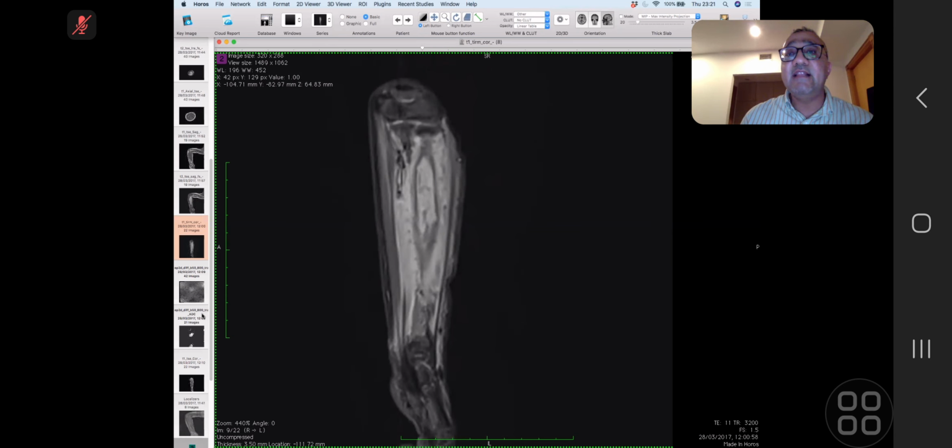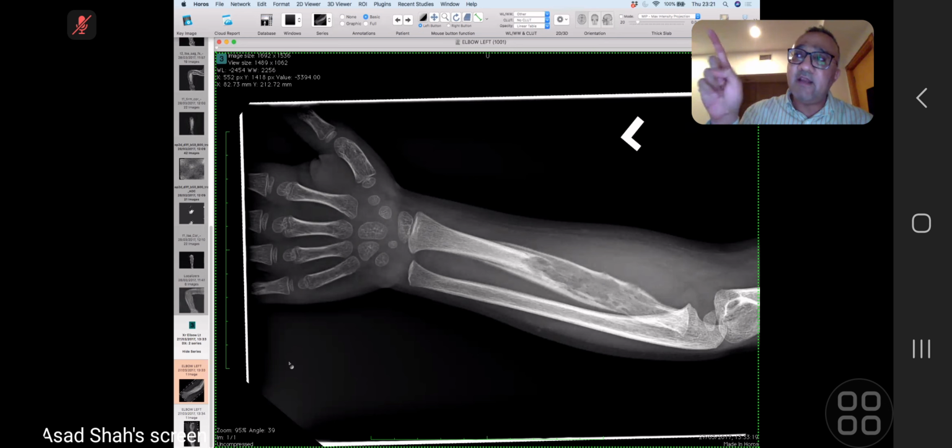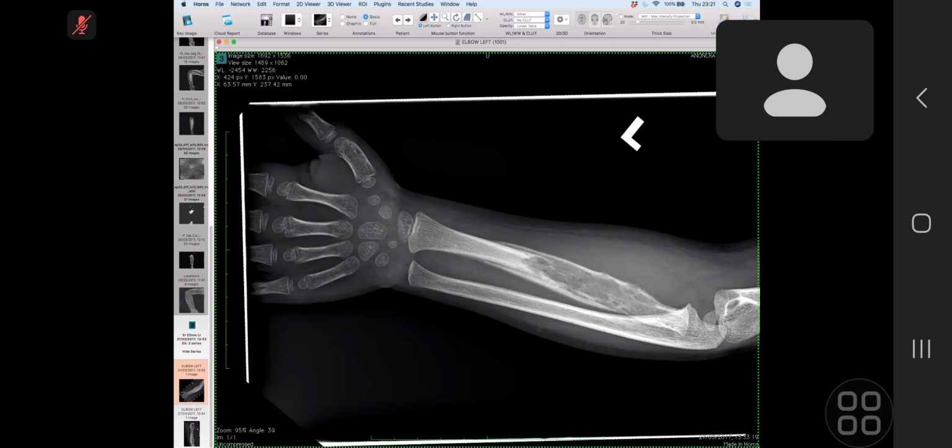So don't forget LCH. People always think about a lesion in the skull vault or a Bever ledge and all that. But a large, expansile, aggressive-looking diaphyseal or metadiaphyseal lesion in a young child, always think about Langerhans histiocytosis. All right. Thank you so much.